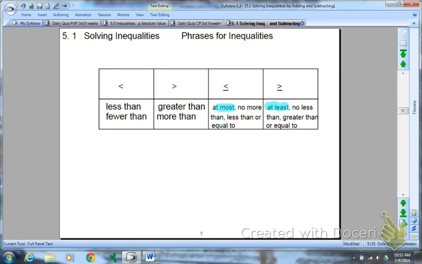Notice I highlighted those two because those you're going to see a lot, and those are the ones that people always tend to not remember which one goes to which. So remember, at most is what? Less than or equal to. At least is greater than or equal to.